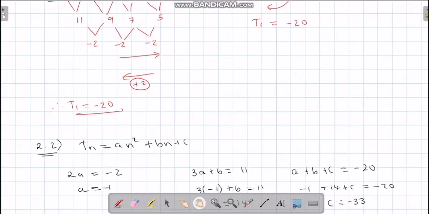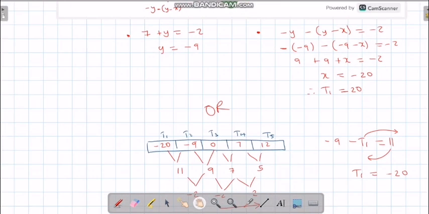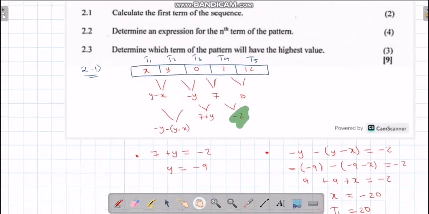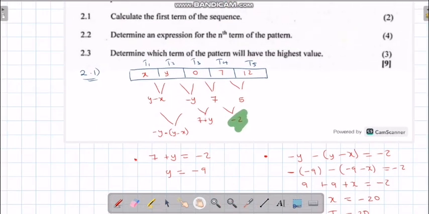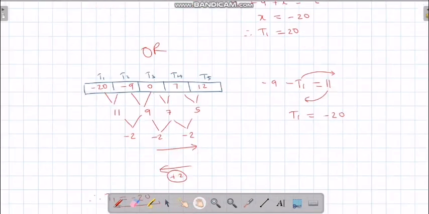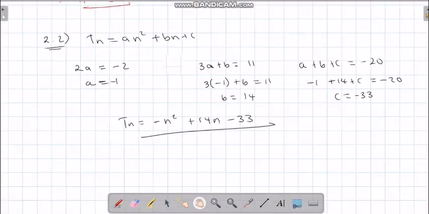Okay, so now let's check our next question. 2.3. Determine which term of the pattern will have the highest value. Highest value, the what? The maximum. Why are they saying so? Because our a is less than 0. Our graph is sad, so we'll have what? Maximum. Okay, 2.3.